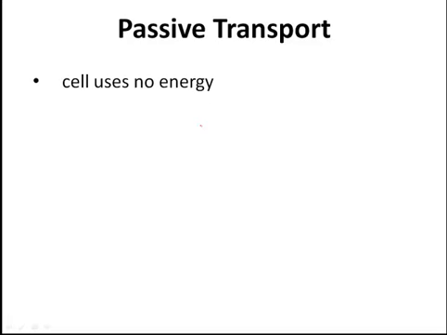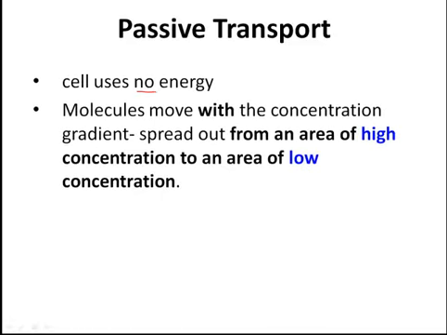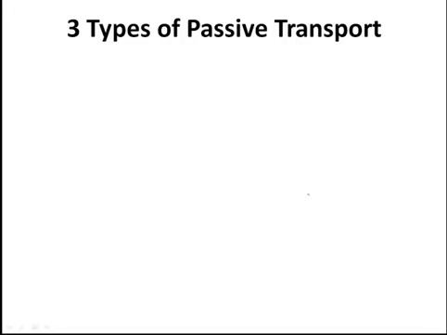So passive transport is when we're going to move stuff in and out of the cell, and the cell is going to use no energy to make this happen. So molecules are going to move with a concentration gradient. That means they're going to go from where there's a lot to where there's very few, high to low. Okay, so molecules are going to move from high to low concentration.